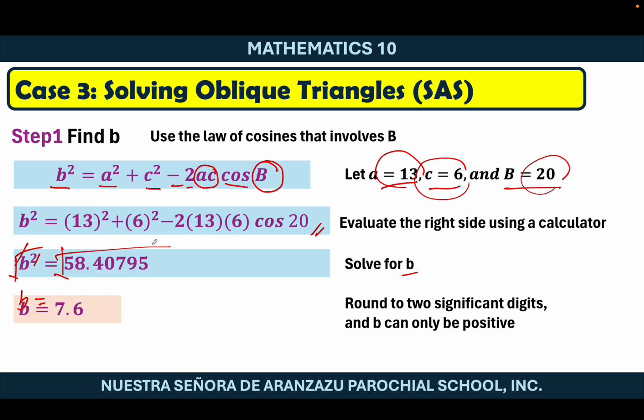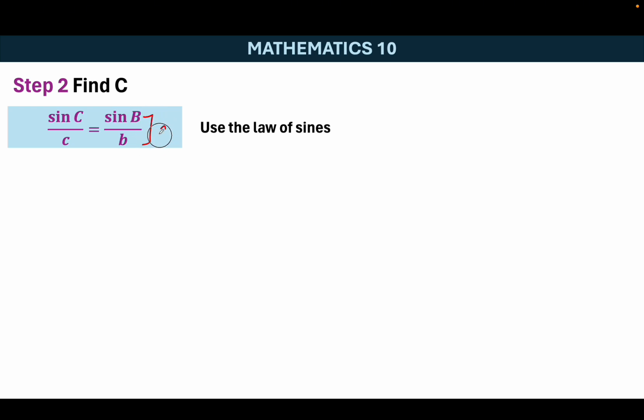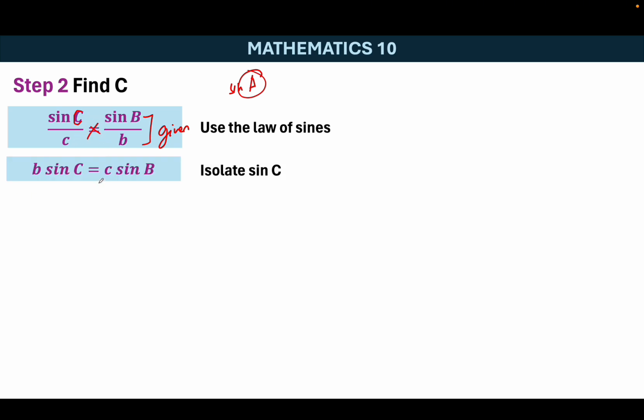So, dun sa step 2, we're going to use the law of sine to find angle C. So, ang gagamitin natin, sine C over C is equal to sine B over B. Bakit sine B over B? Because these two are already given. Hindi pwedeng si sine A kasi wala pa tayong value ni A. Then, of course, dapat nandiyan si sine C kasi yan yung hinahanap natin. Then, after that, you cross multiply. Then, you will have B sine C over C sine B. Since ang hinahanap is C, you divide both sides by B. And that will give you sine C is equal to C sine B over B.